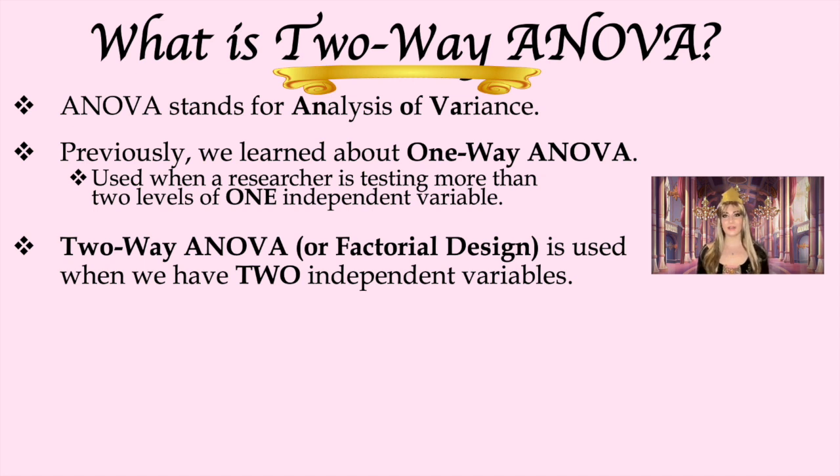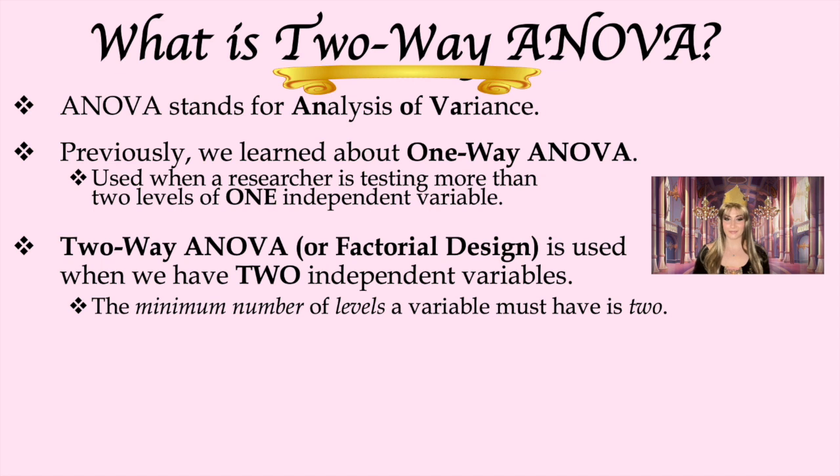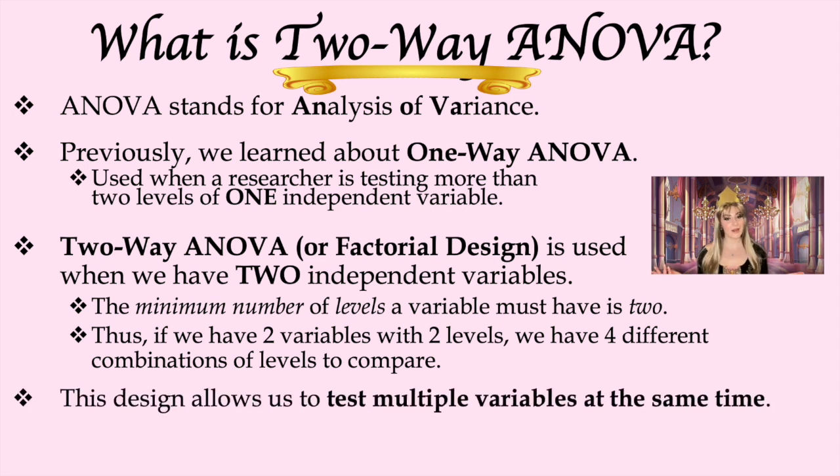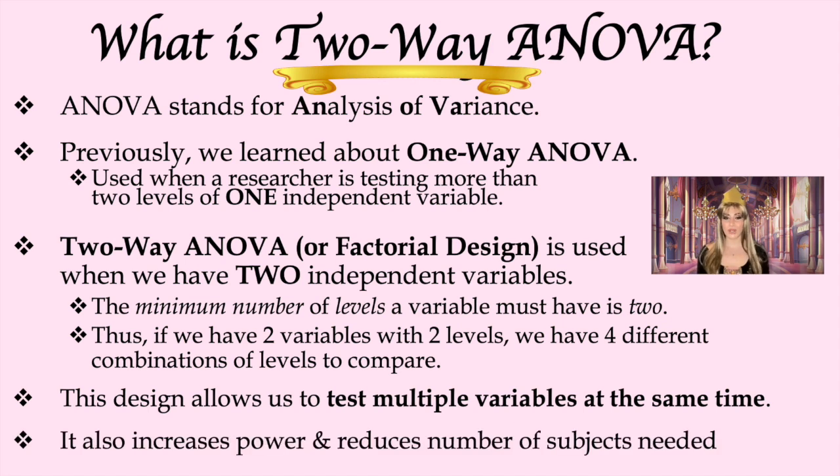Another word for a two-way ANOVA is a factorial design. Now, if you remember, the minimum number of levels a variable must have is 2. So therefore, if we have two independent variables, we're going to have a minimum of 2 levels for one variable and 2 levels for another, which would give us a minimum of 4 different combinations of levels to compare. This design allows us to test multiple variables at the same time, and it also increases our power by reducing the number of subjects needed for these tests.